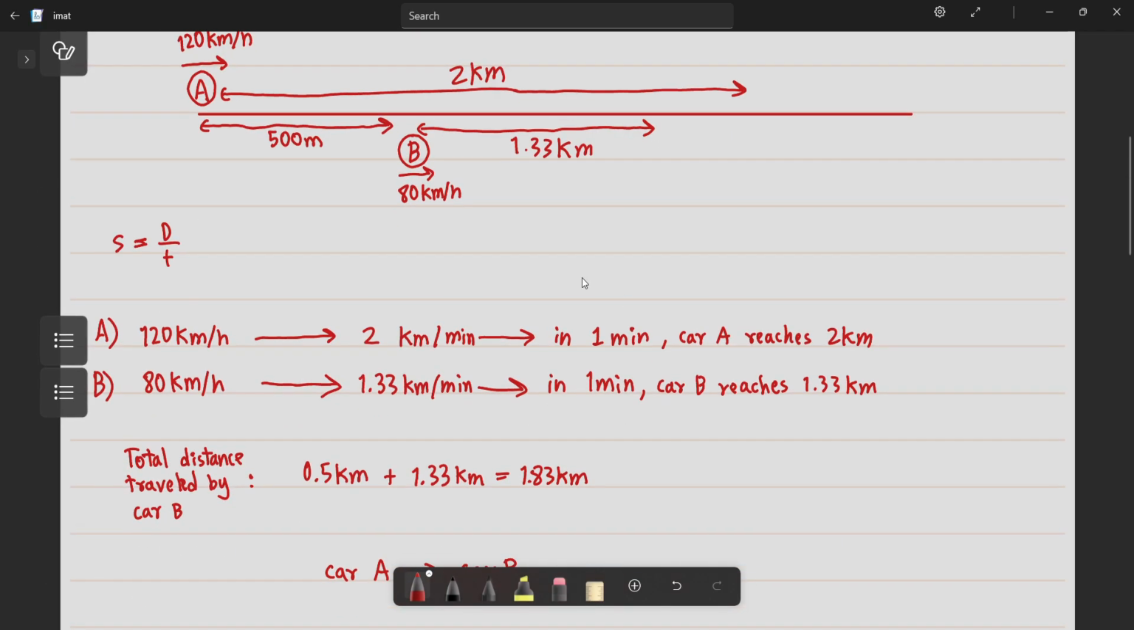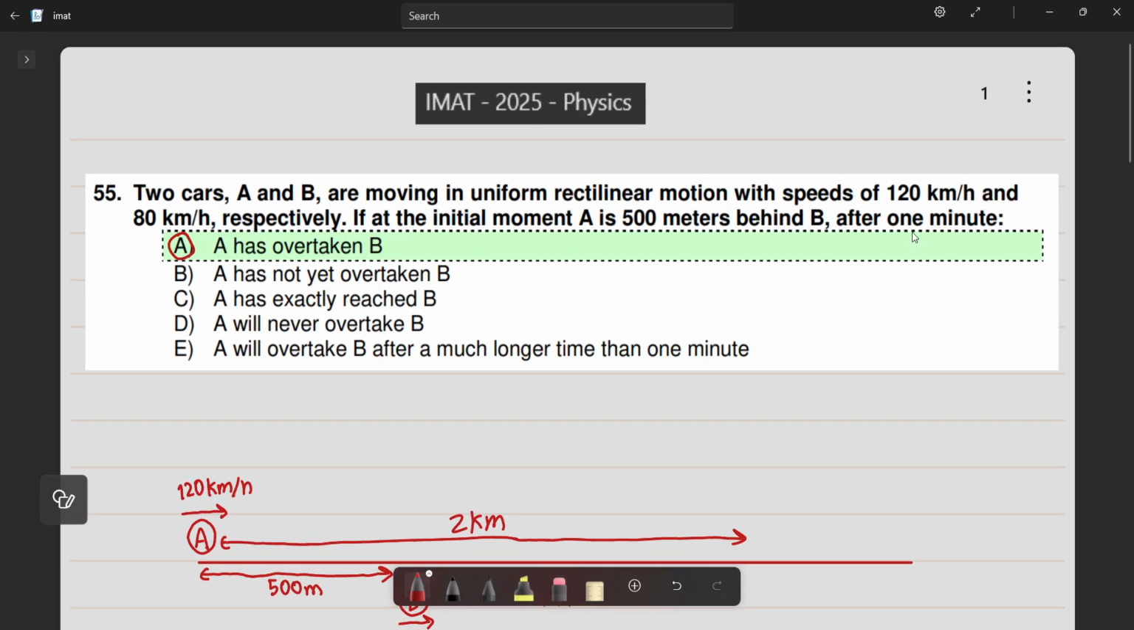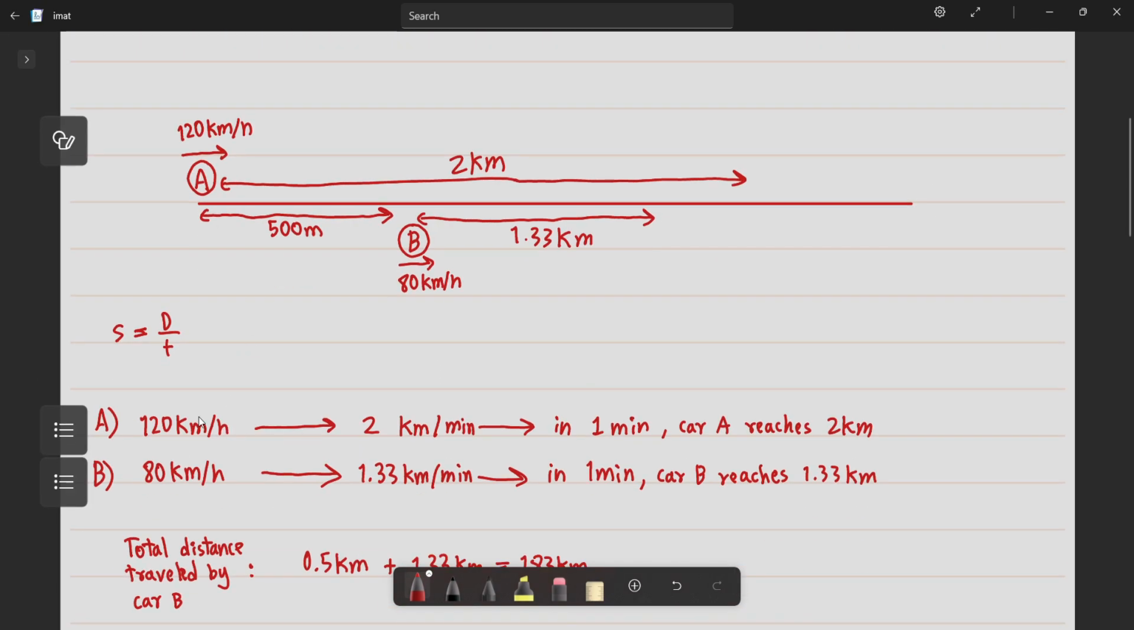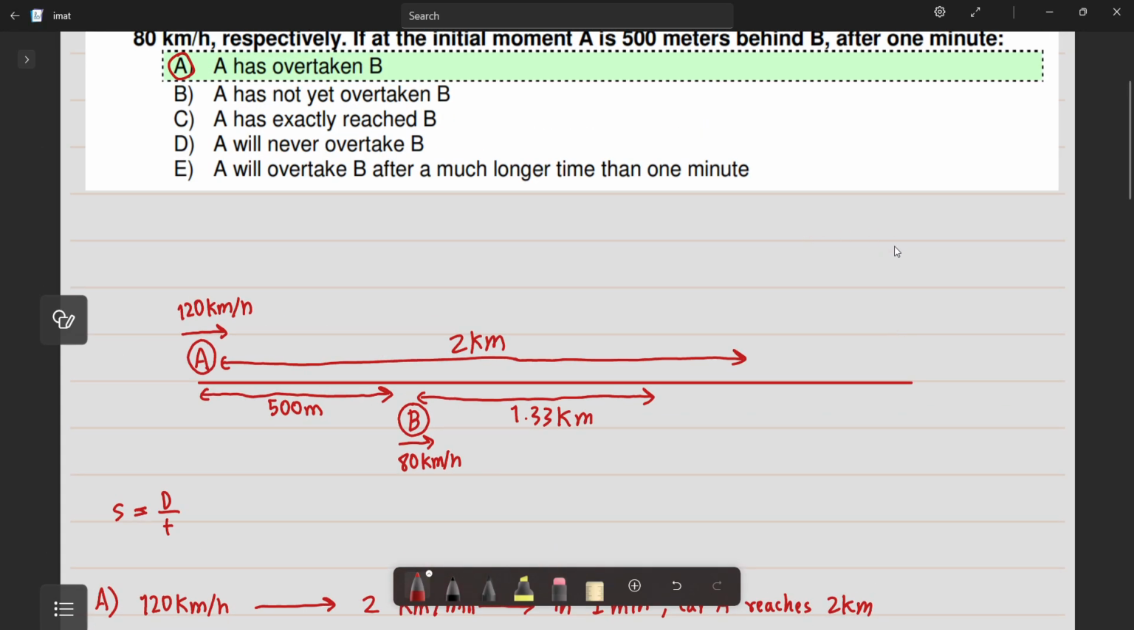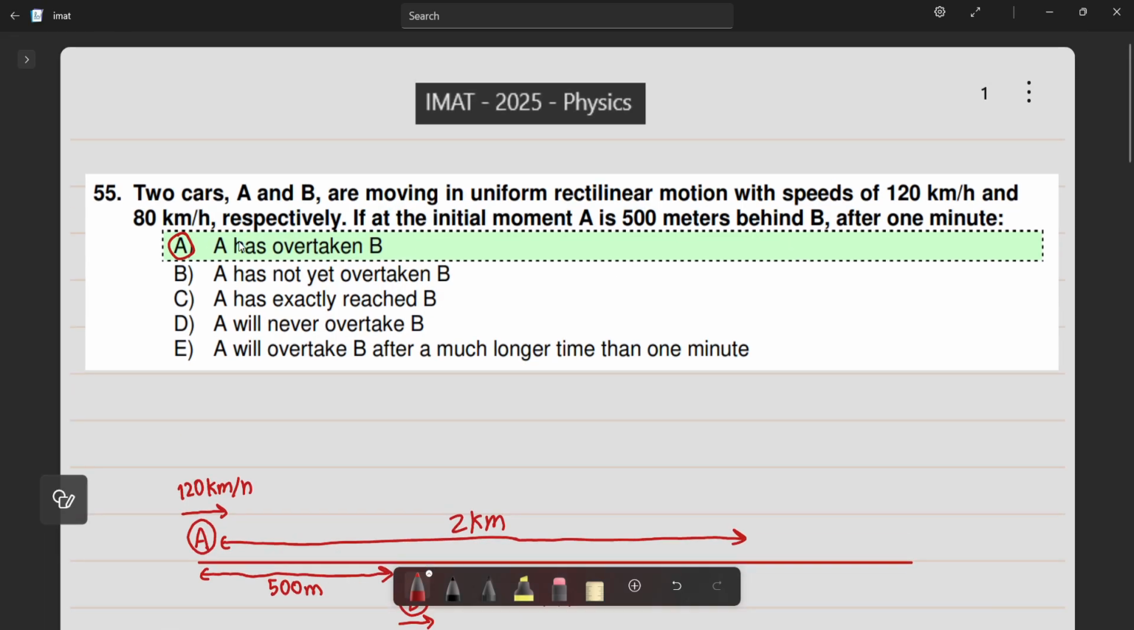So this question is pretty simple. All you had to do is just read this last part, the most important point, which is after 1 minute. So we just basically convert the unit kilometer per hour into kilometer per minute. Okay, so with that, we can say exactly after 1 minute, this car reaches that particular distance. So then we can compare each other and we can find out which car has overtaken the other. Okay, so the correct option is option A.